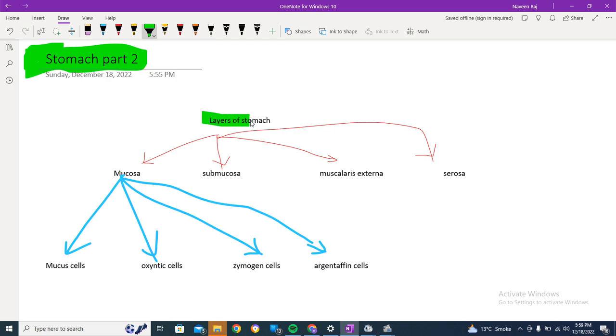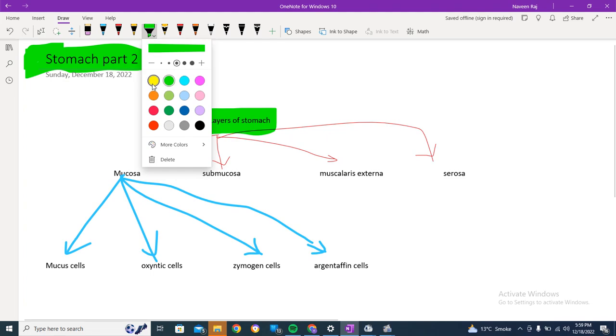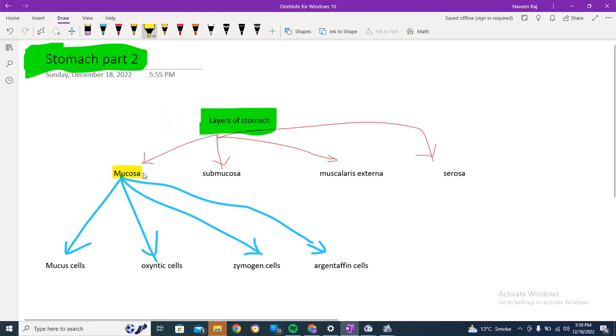First of all, we have got the layers of the stomach. Layers means boundaries, how many boundaries or linings the stomach has got. So we have got four different boundaries of the stomach. The mucosa is one of the linings of the stomach. Mucosa is the innermost. Then, second, we have got the submucosa. Then we have got the muscularis externa. You need to remember this muscularis externa. If you revise it, you will get them easily. Then we have got the serosa.